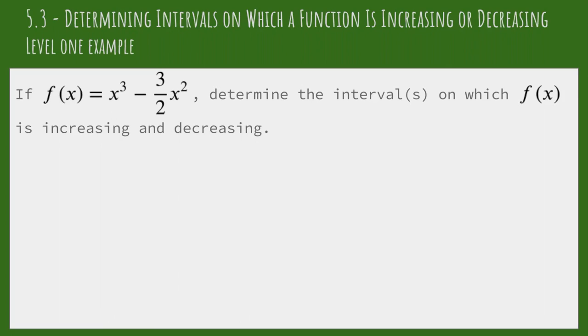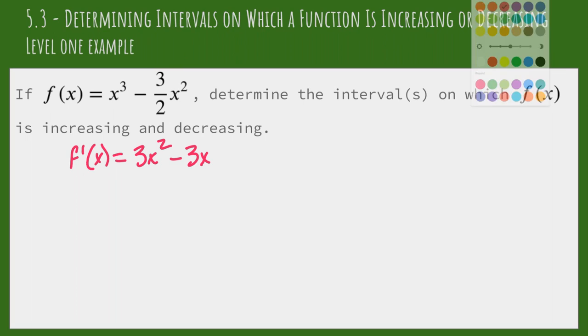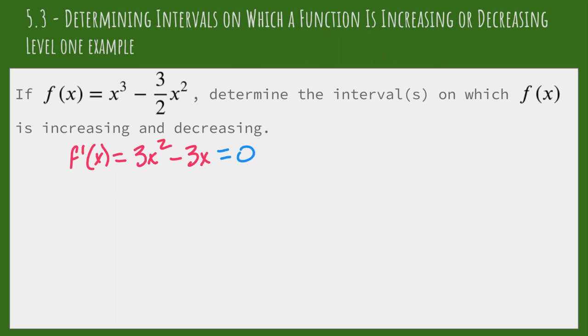Let's take a look at a couple examples of functions and determining where those functions are going to be increasing and decreasing. If you remember, the first step to doing this is finding critical values for the function. So we're going to take the derivative, and that's going to be 3x squared minus 3x. To find critical values, we want to know where that's either not defined, which there's not going to be any x values where that's not defined, or where the derivative is equal to 0.